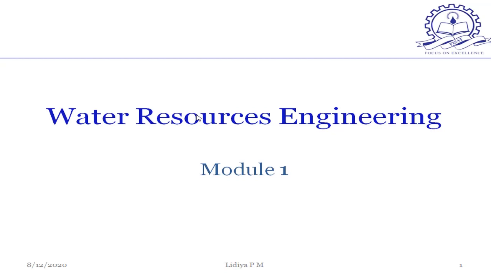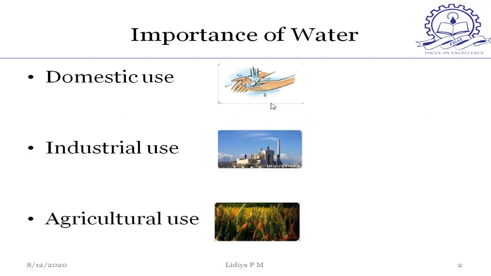First, let us have a discussion on the importance of water. We all know water is one of the important substances on earth. We cannot imagine a day without water. If we consider the use of water, the main purpose is drinking and other domestic purposes such as washing, cleaning, etc. Then another is industrial use and another is agriculture use.